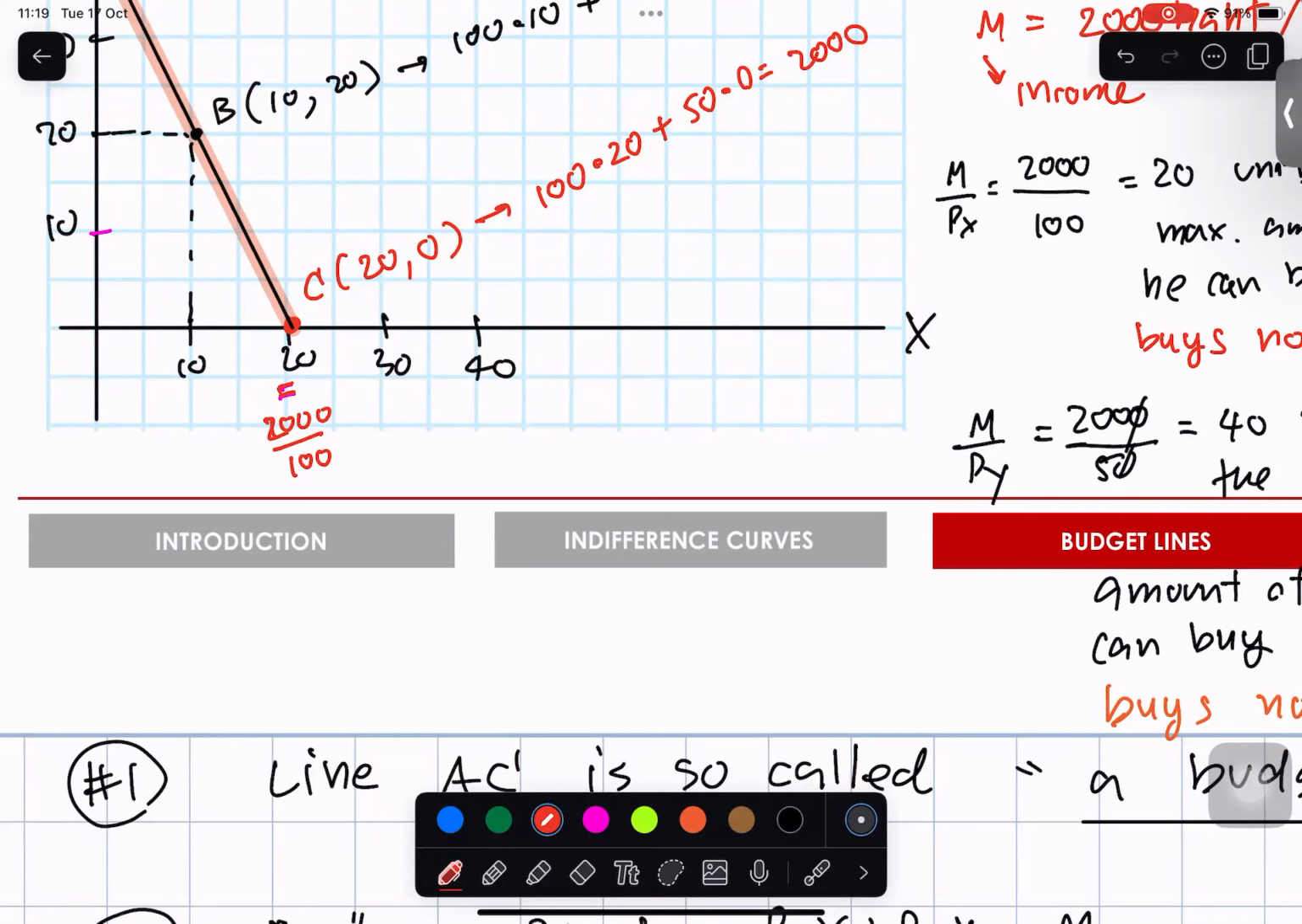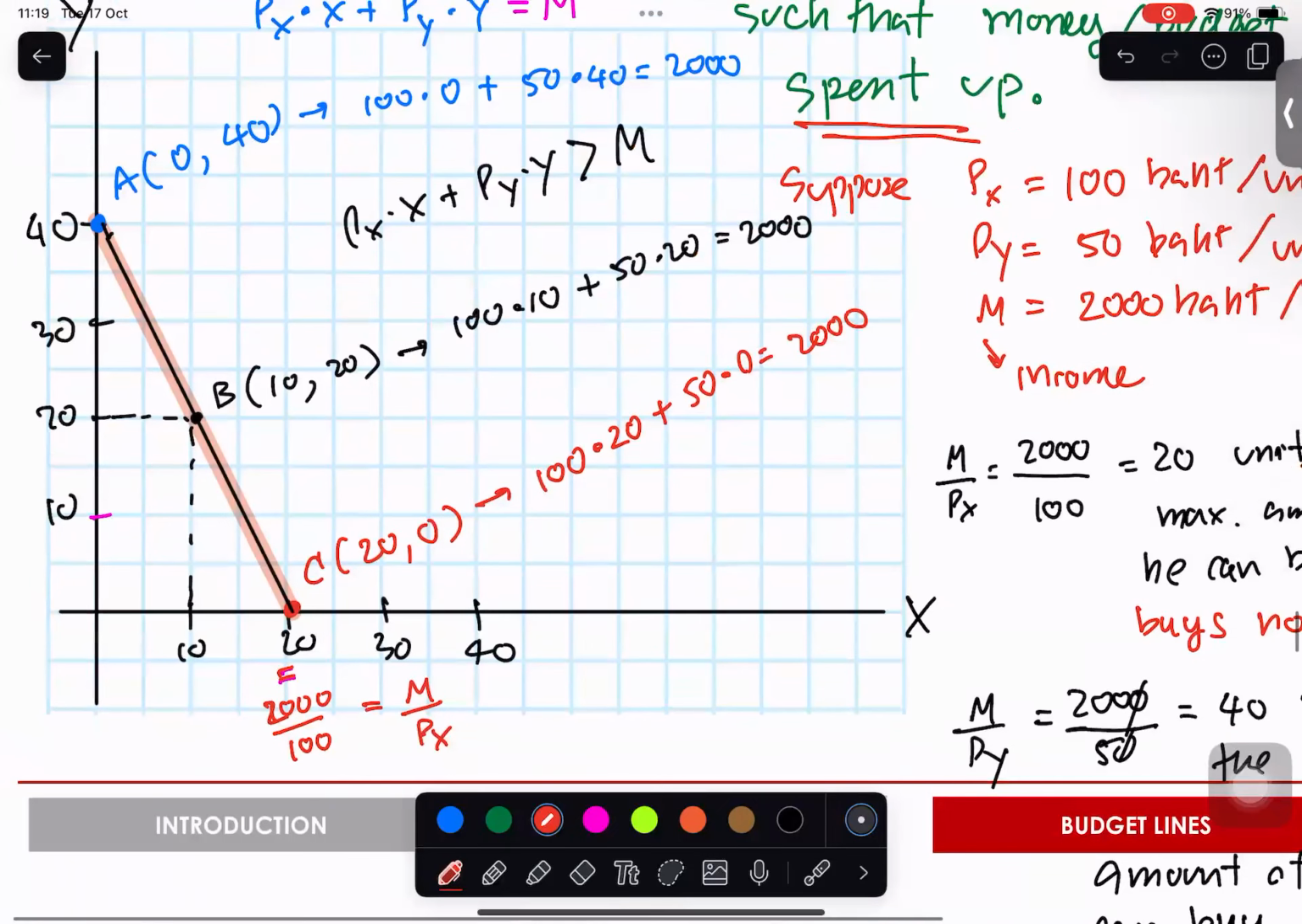Backward induction. These 20 come from this calculation. And more, if we want to be abstract, these 20 refer to M over PX. Money divided by the price of the good on the horizontal axis. By the same manner, this blue basket, 40, is the situation where he spent all 2,000 towards Pepsi only, he doesn't buy pizza, he can do that. 40 comes from budget divided by price of Pepsi, that's 50, or you know that it's M over PY.